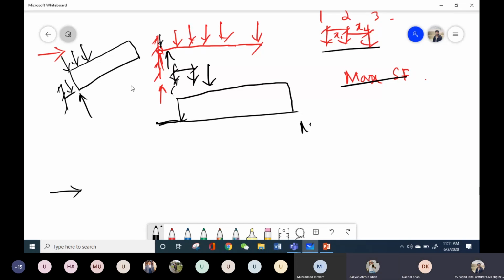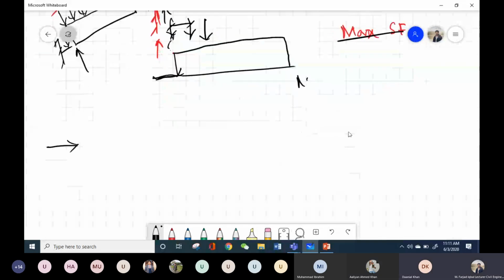Exactly at the negligible distance from the support. Right. So now it is clear for cantilever beam. Let us do this for simply supported beam.